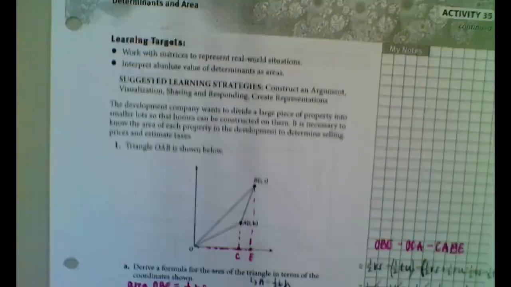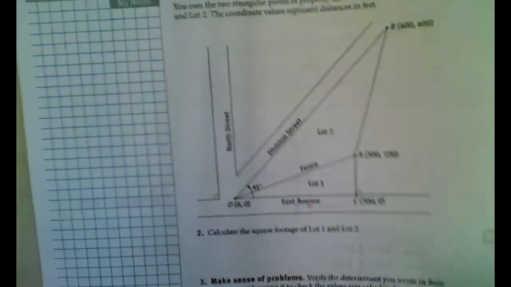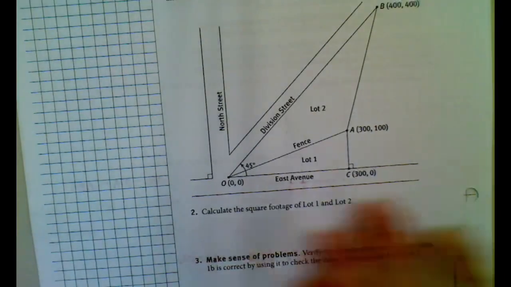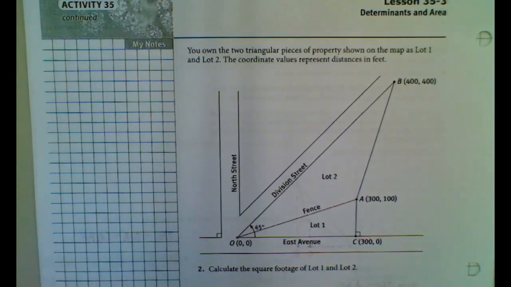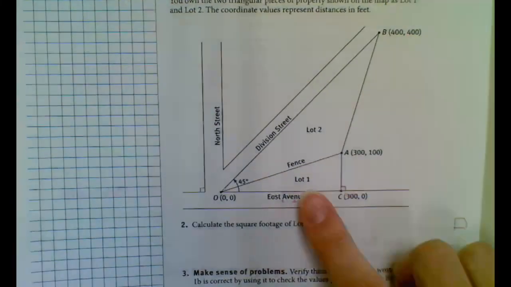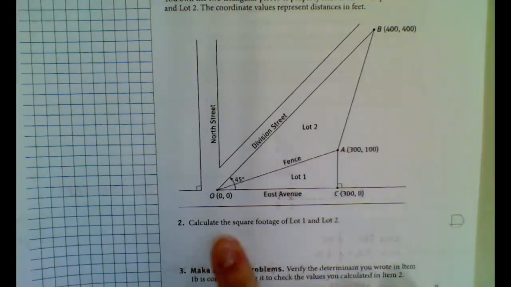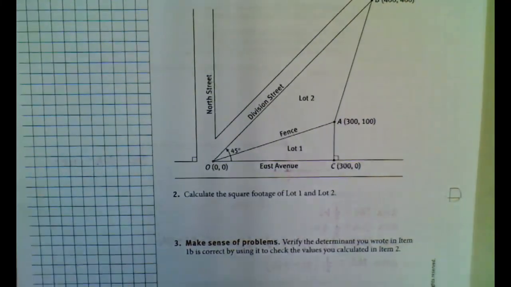All right, next page. All right, you own 2 triangular pieces of property shown on the map as lot 1 and lot 2. The coordinate values represent distances in feet. So we've got lot 1, lot 2. We want to calculate the square footage of lot 1 and lot 2.